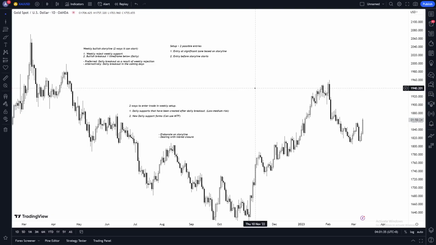H4 bearish breakout. The H4 bearish breakout forms an H4 left shoulder and H4 apex. We take the H4 left shoulder, take the H4 apex, see if there's any H1s in there. Boom, we enter just like that.